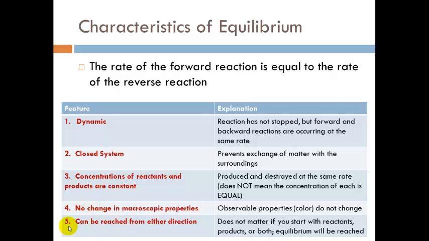And equilibrium can also be reached from either direction. You can start with all products and still reach equilibrium, because remember, it also goes backwards. So from either side of the reaction, you can reach equilibrium.